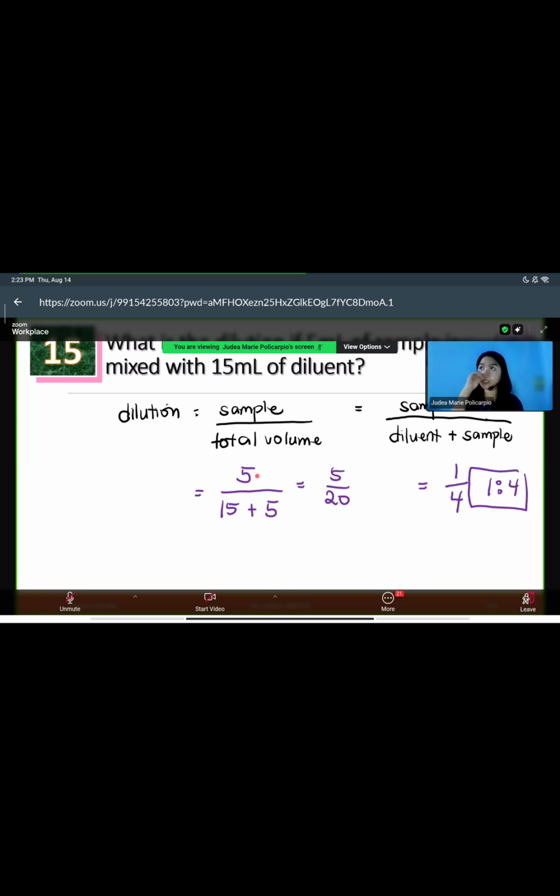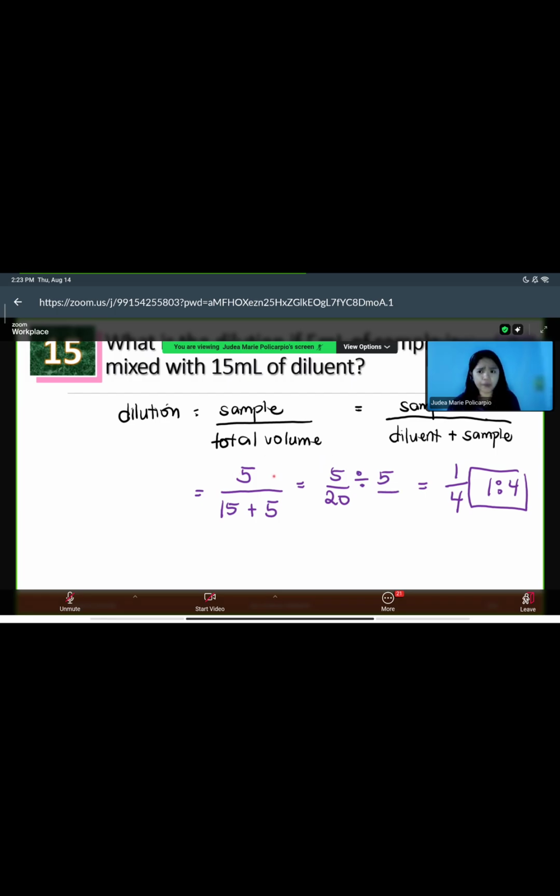Kung naalala nyo pa sa math, ang tawag yata dito ay simplifying fraction. Simplest terms. How do we get the simplest terms of 5 over 20? Okay, ganito. Yung numerator, divide nyo lang sa sarili niya. So 5, divide natin by 5. 5 divided by 5 would give us 1.